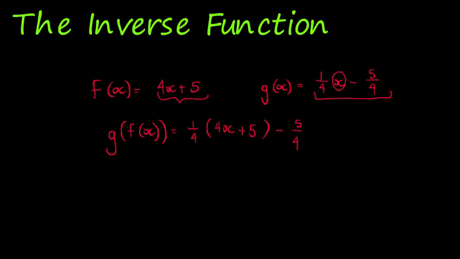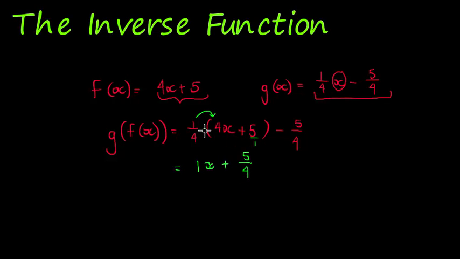Does anyone have a question at this point? Do you understand what I just did? Okay? And now all I'm going to do is simplify. I multiply the quarter in here. So a quarter times 4 is what? 1. So 1x. A quarter times 5 is 5 over 4.